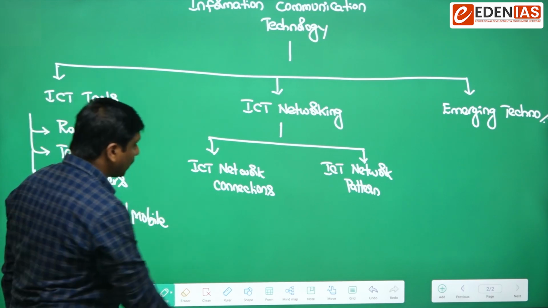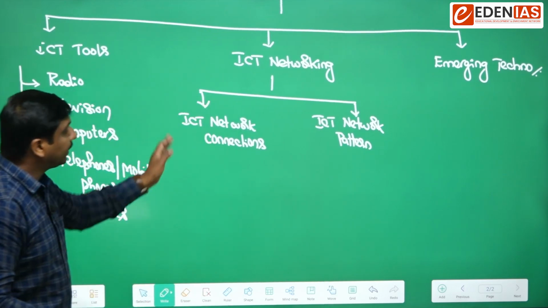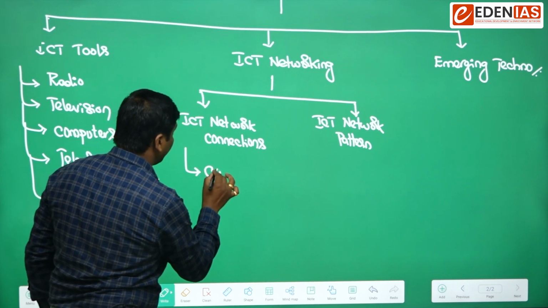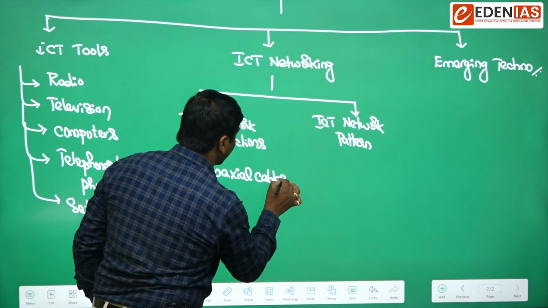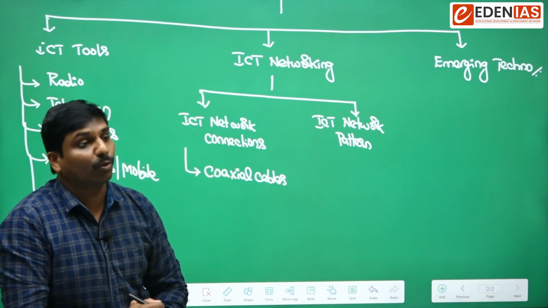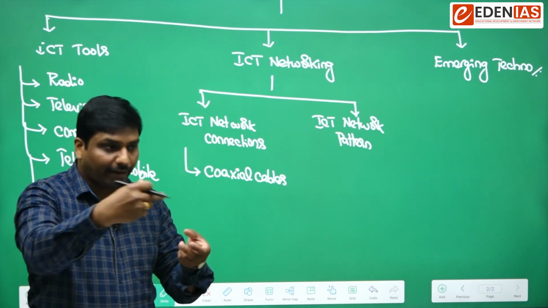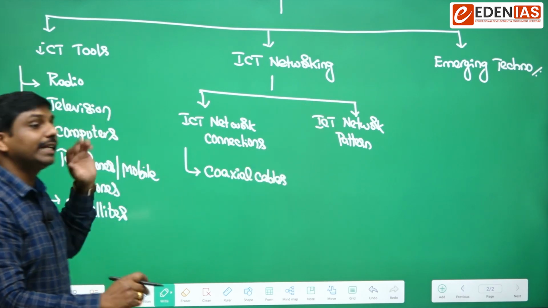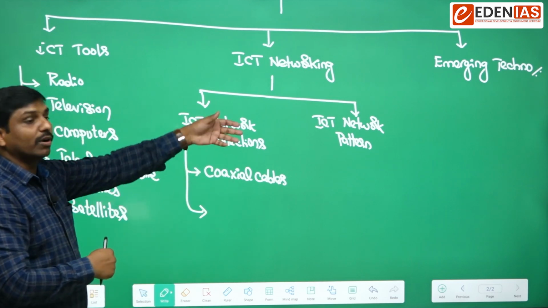Two basic ICT network connections: one is with respect to coaxial cables. With the help of coaxial cables, we can connect and transmit the information. Think about your cable connection. Cables have a wired connection. Can you recollect? With that, the information is transmitted through televisions. So that is coaxial cables, one mode of network connection.